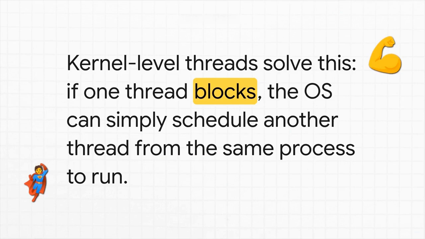But this is where kernel-level threads swoop in to save the day. They solve this blocking problem perfectly. Why? Because the OS knows about every single one of them. So if one kernel thread needs to block and wait for something, the OS just says, no problem, buddy. You can take a break. I'm going to let this other thread from your same application run for a bit. And boom, the application stays responsive. It keeps chugging along, making progress, problem solved.